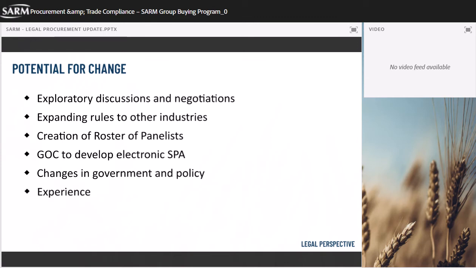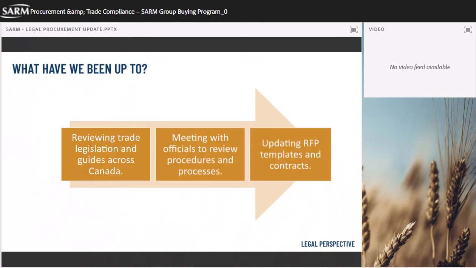So, of course, there's a lot to consider and a lot to do. It's very time and resource consuming, keeping up to date on this. So this is something that we look at on your behalf. What we do within our group is review trade legislation and guides across Canada. We regularly meet with officials to review our procedures and processes. And as a result of the meetings and feedback that we receive over time, we continuously update our RFP templates and our contracts to ensure that they're not open for challenge, so that our members can have confidence in using our programs.